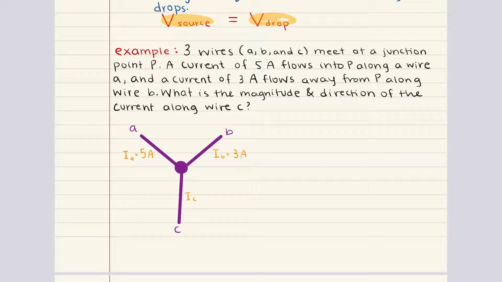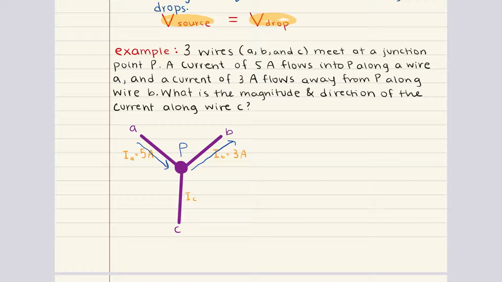This problem says 3 wires, A, B, and C, meet at a junction P. A current of 5 amperes flows into point P along wire A, and a current of 3 amperes flows away from point P along wire B. What is the magnitude and direction of the current along wire C?